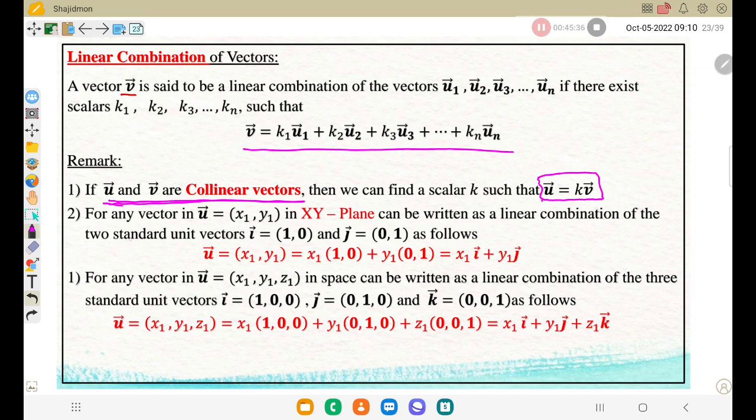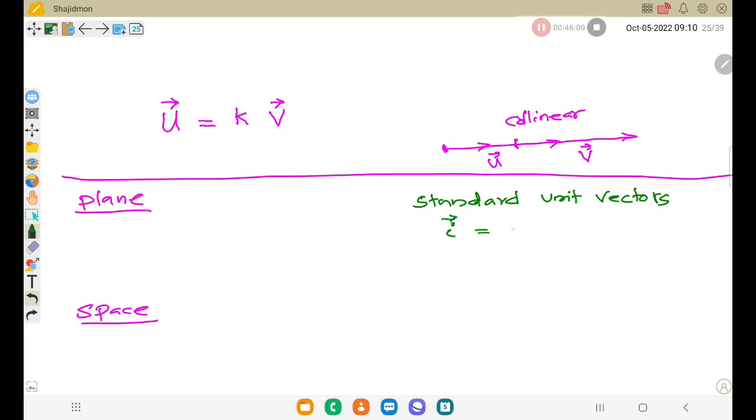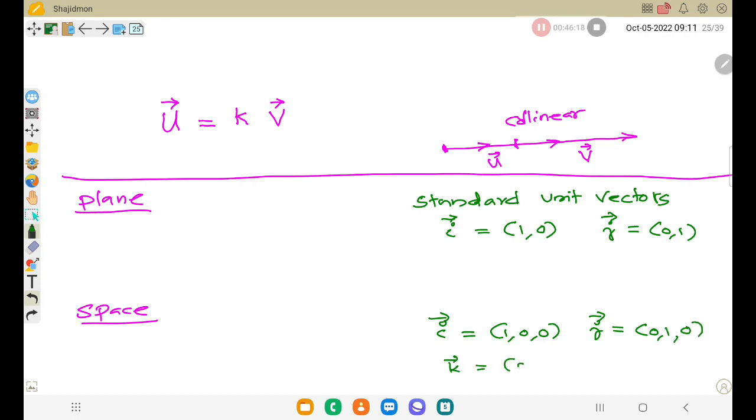Now another important point. If you are taking the vectors from plane and space, for example plane first, then we need to discuss about space. Now we discussed what the standard unit vectors are, in plane and space. What are the standard unit vectors? Vector i equal to 1 0, vector j equal to 0 1. What are the unit vectors in space? Vector i equal to 1 0 0, vector j equal to 0 1 0, and vector k equal to 0 0 1.